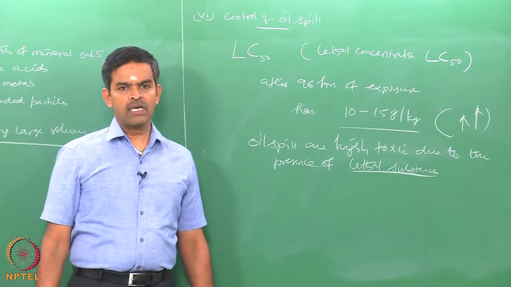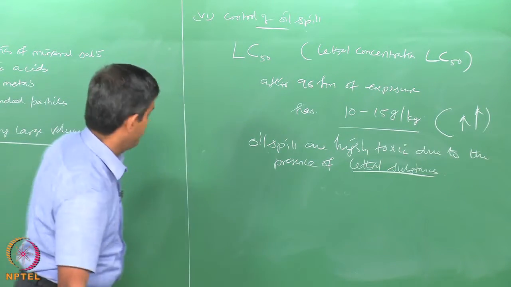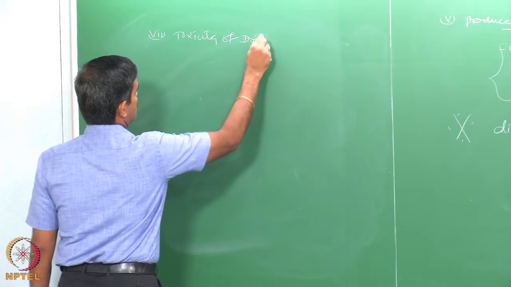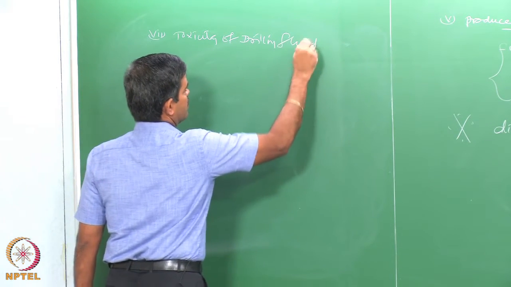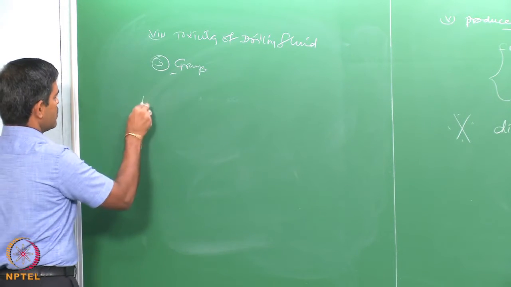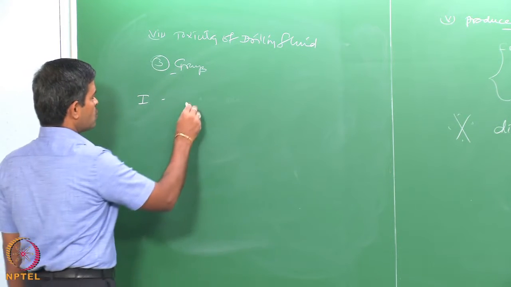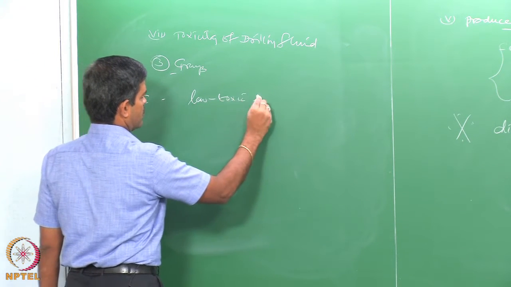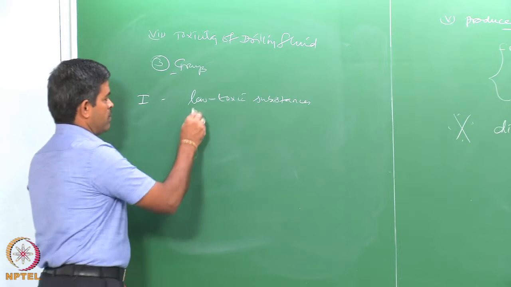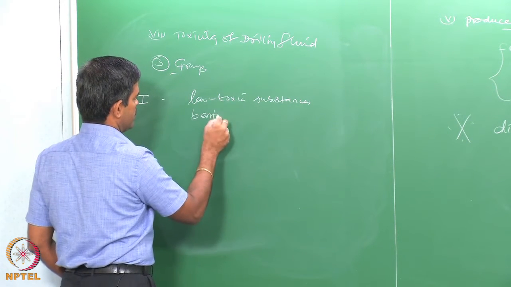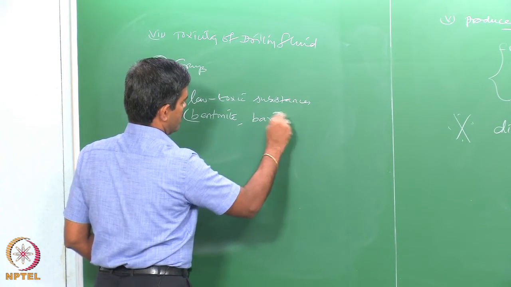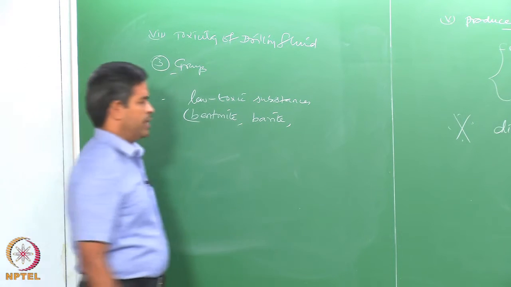Drilling fluid actually contains three main groups of toxicity. If we talk about the toxicity of drilling fluid, it has got three groups. Group 1 actually refers to low toxic substances. Example: bentonite, barite, lignosulfonates.